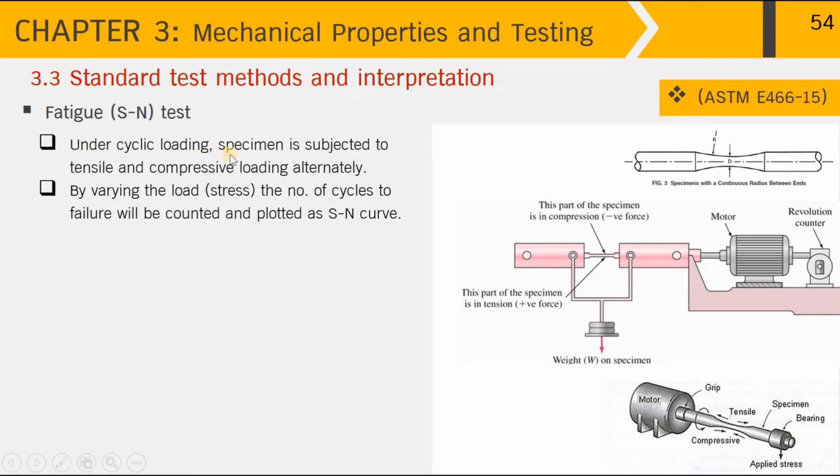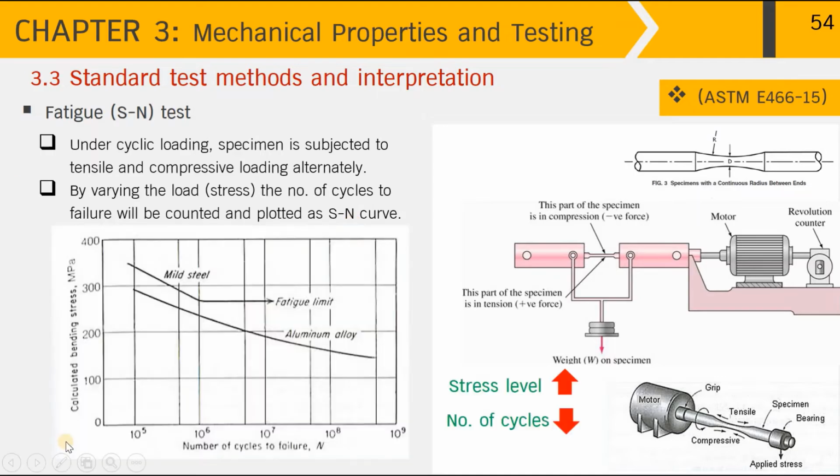So, in summary, under cyclic loading, the specimen is subject to tensile and compressive loading alternately. And by varying the load or the stress, the number of cycles to failure will be counted and then plotted as the S-N curve. S is for the stress, N is for the number of cycles to failure. As you can see over here, the number of cycles to failure, or N, is plotted on the x-axis. And you can notice that it's in the log scale because the number of cycles to failure is huge, so that the specimen can fail at 1,000,000 cycles over here. And the stress on the y-axis is plotted on the normal scale in megapascals.